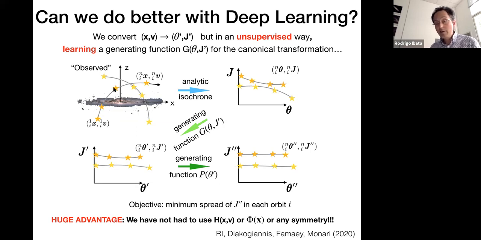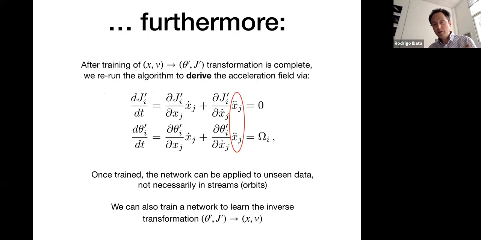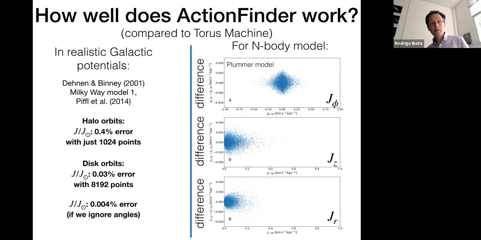And this works. And the very nice thing about this is that we haven't had to assume a functional form for the Hamiltonian or the potential, and indeed we haven't had to assume any symmetry. And once you make a first run through this, once you determine what the actions are, you can also use the total derivative to derive what the acceleration field is, and the reverse transformation is also completely possible. So how does this work?